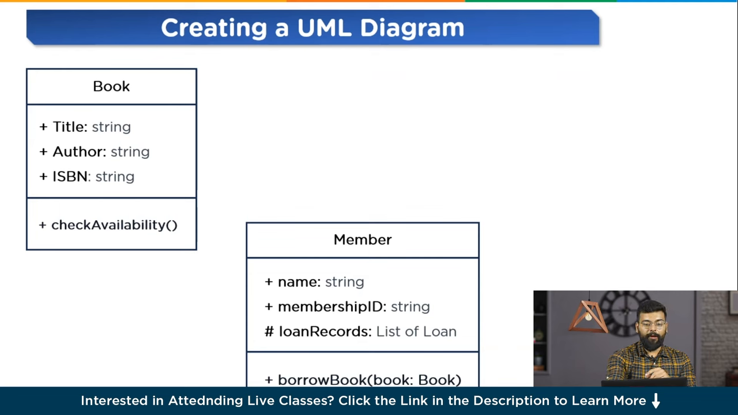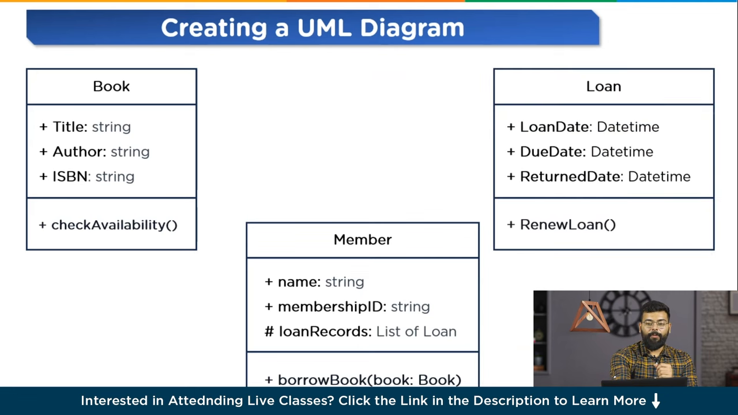And now we will create a class called Member, the member who is coming to the library to borrow a book. Now we will define its attributes and methods. The first attribute we will define is name, and it's of data type string. And then we have membership ID and then loan records. And we have defined a method here, that is borrow book. And then we have another class, that is Loan. We will define its attributes, that is loan date, due date, return date. And the next is the column for methods. Here we will define the method, that is renew loan.